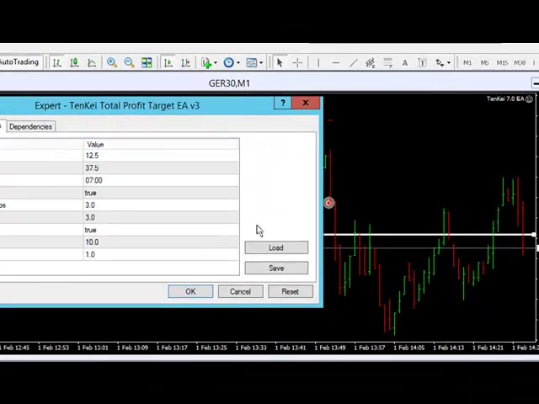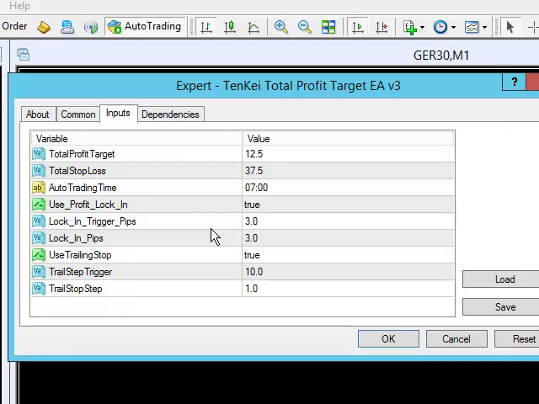We shall continue looking at this lock-in profit target again with some different examples.